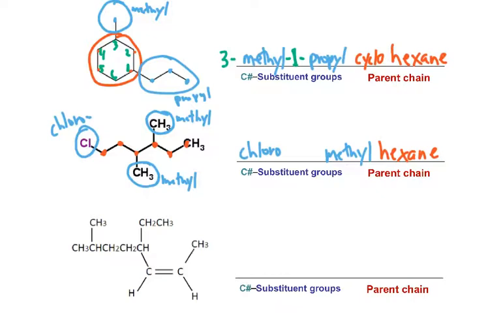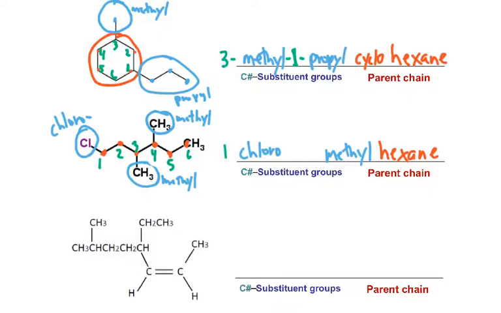So we want to start on the side that has a substituent. If we started here, 1, 2, 3, we wouldn't hit a substituent until carbon 3. But if we start on the other side, I think I got my left and right mixed up, there's a chlorine right there on carbon 1. So we want to start labeling on that side so we can have a substituent with the lowest possible number address. So I've numbered my carbons, so now I can give them all an address.